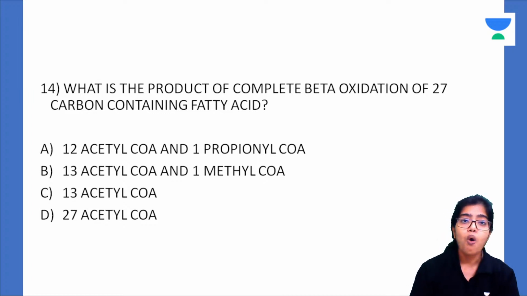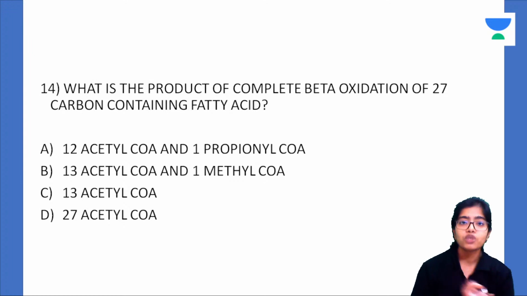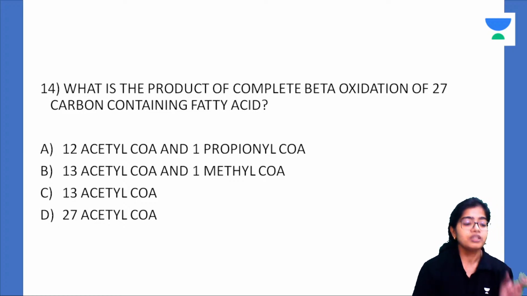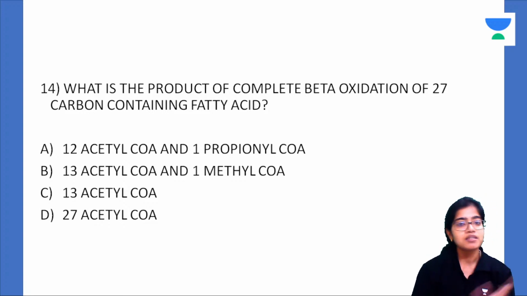But what about an odd number of carbon containing fatty acid chain? Suppose it is this one, 27 carbon containing fatty acid. It will be cleaved in 2, 2, 2, 2 until just one carbon is left. Okay, so what about that carbon? To prevent that, the body will first take out a 3 carbon containing compound, that is propionyl CoA. So one propionyl CoA containing 3 carbons is removed. Okay. So now what is left?